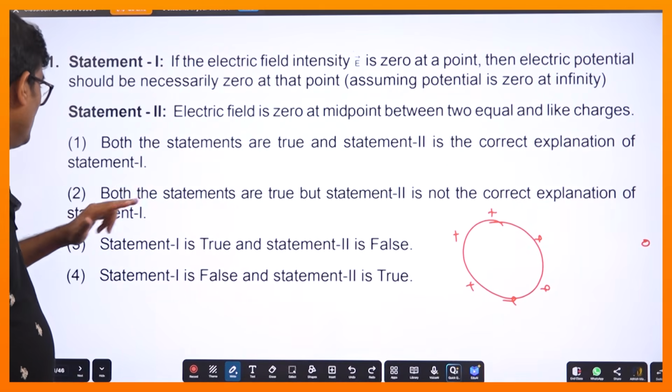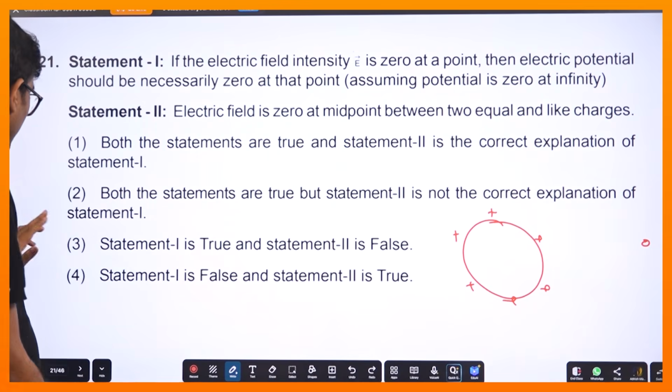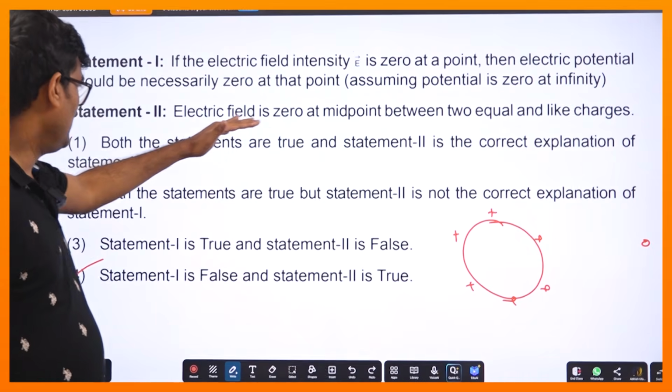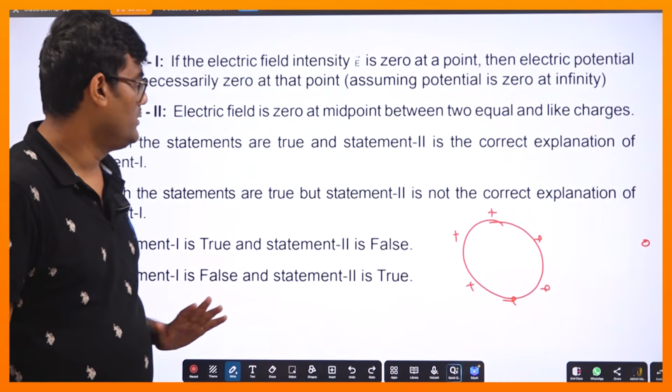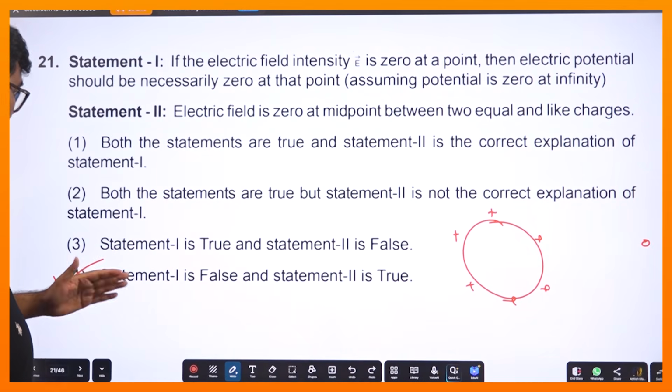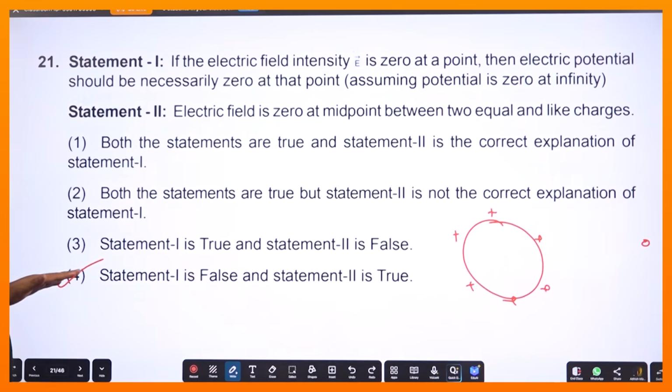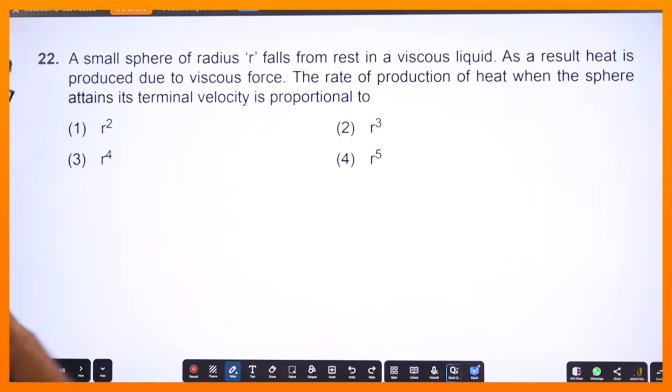Both the statements are true. These are not correct. Statement 1 is false. Option 4 is correct. Electric field is 0 at the midpoint between two equal and like charges. Option 1 is false. Option 2 is the correct answer for this question.